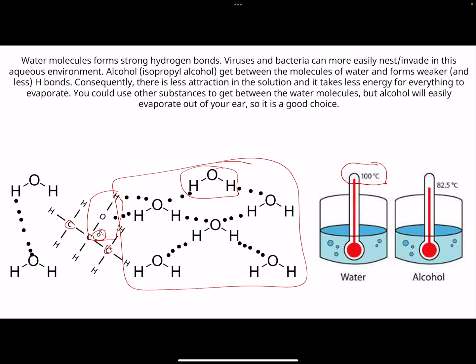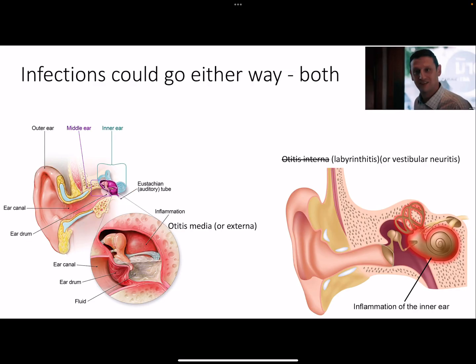This partial negative is going to maybe destabilize the hydrogen bonding. We also have to think about the fact that hydrogen bonds are directional. They have to have a 180 degree angle; you can't have 150 or 120 degrees. For all of these reasons, alcohol evaporates more easily and interferes with hydrogen bonding. So if you have fluid in your ear after you swim and you put in isopropyl alcohol, it helps evaporate all of that fluid so it leaves your ear, and there's less opportunity for bacteria and viruses to proliferate.